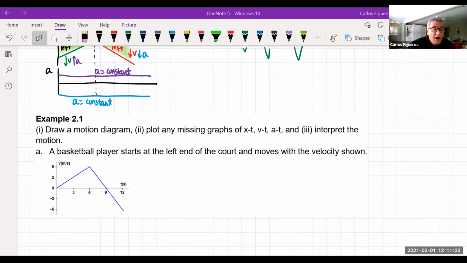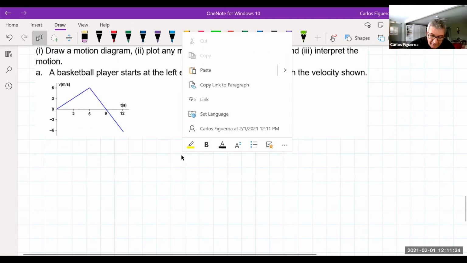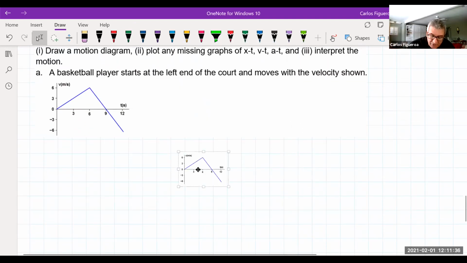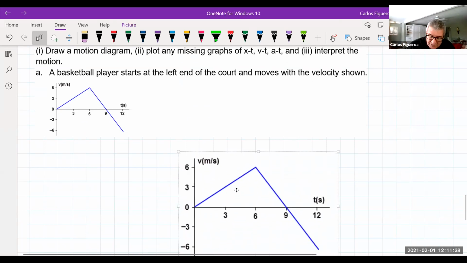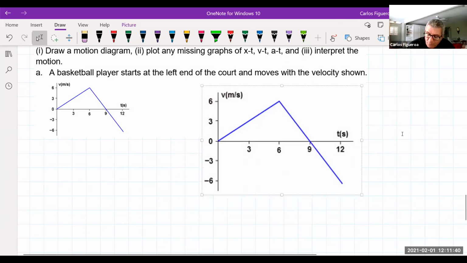Before I start plotting position and velocity, I really want to look at the curve first. So I'm going to come in here, and I just have the graph. I haven't started plotting the motion, but I want to interpret what's going on here.